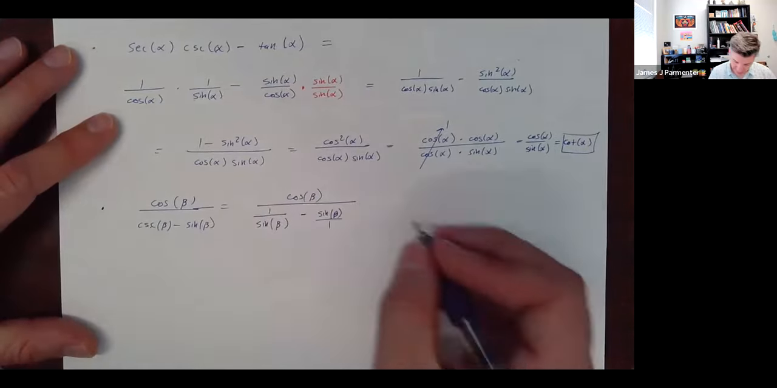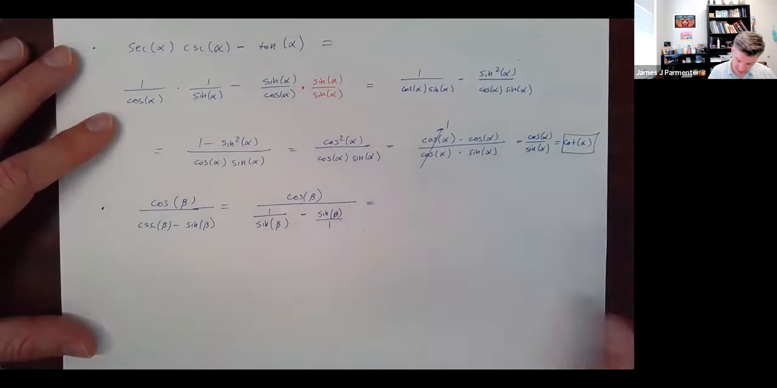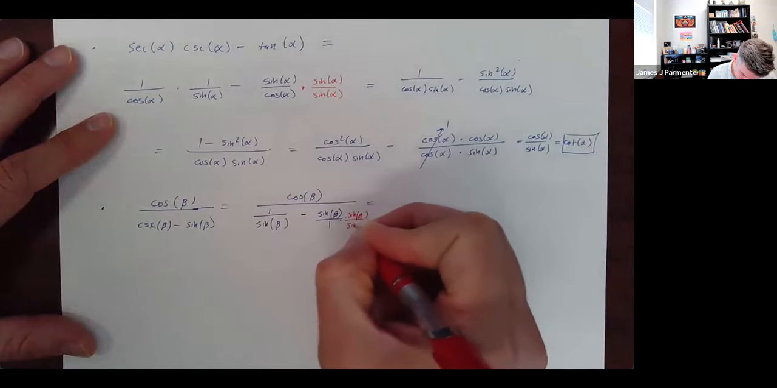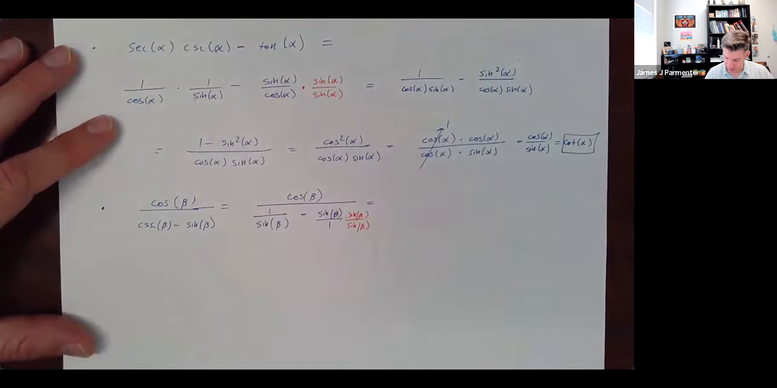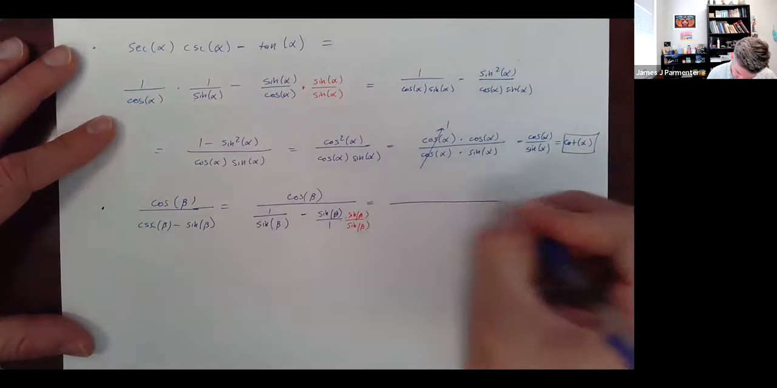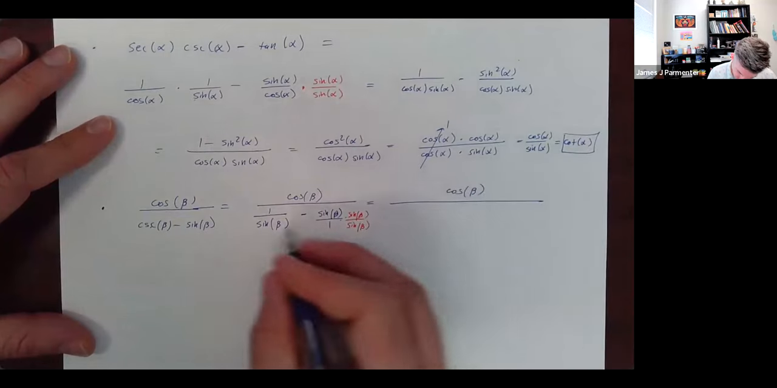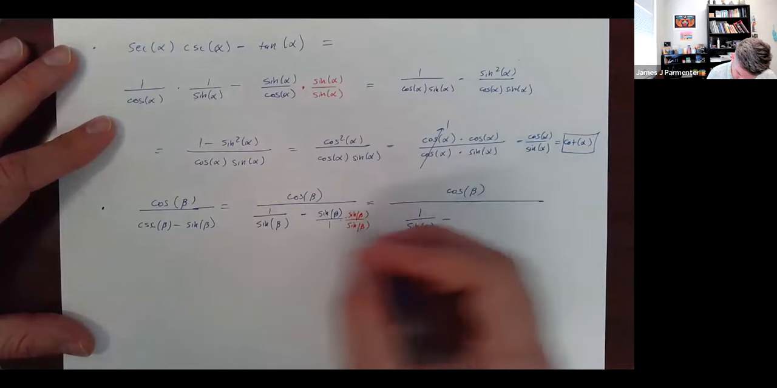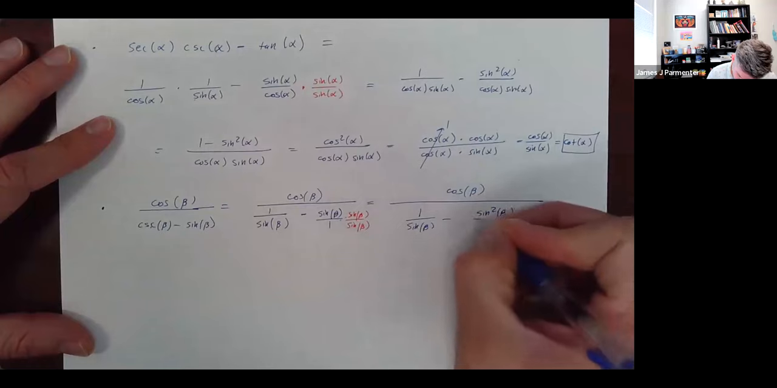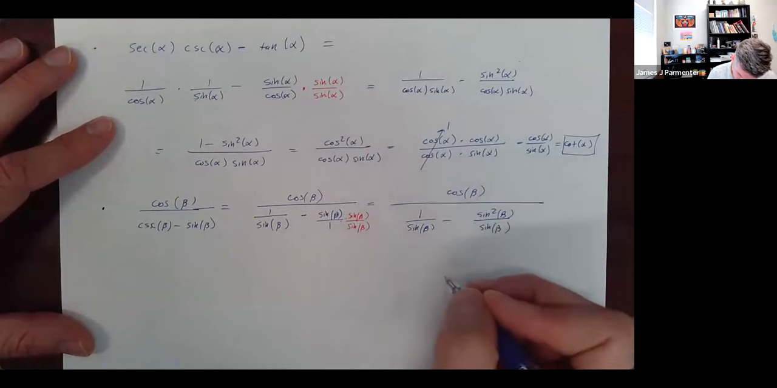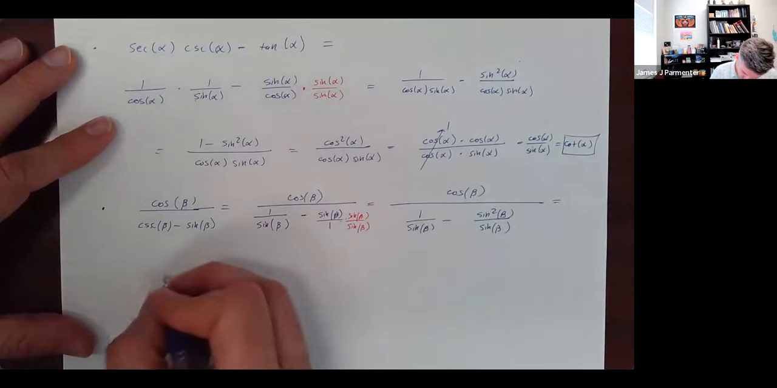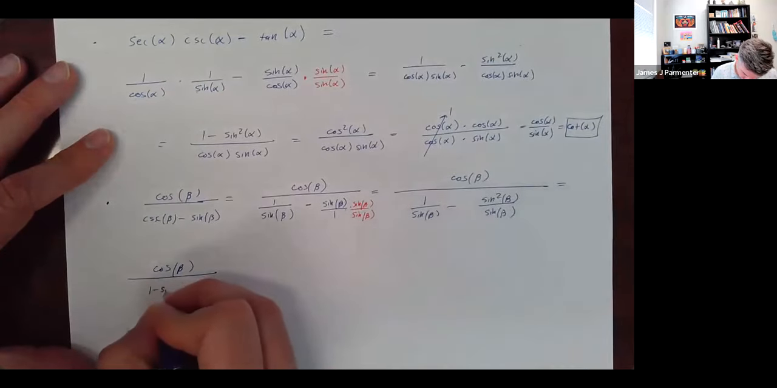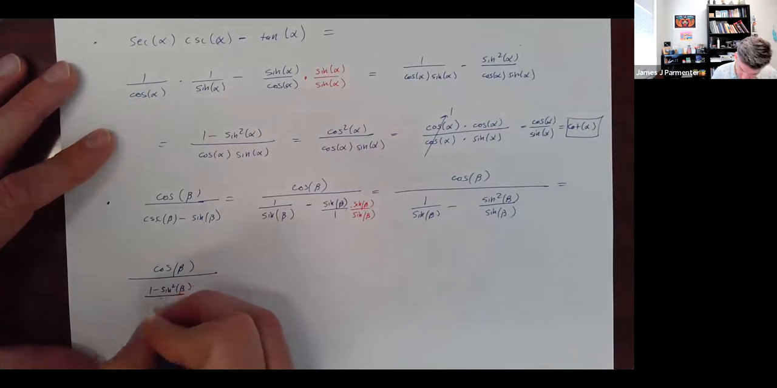Now I need to multiply by sine over sine. I feel like I switched this up in a way that is not as exciting as it could have been. Oh well, such is life. Multiplying by sine over sine, and it's a little messy, I apologize. That's going to be cosine of beta on top. On the bottom, I have 1 over sine of beta minus sine squared of beta over sine beta. So that's going to equal cosine of beta still on top over 1 minus sine squared beta over sine of beta.